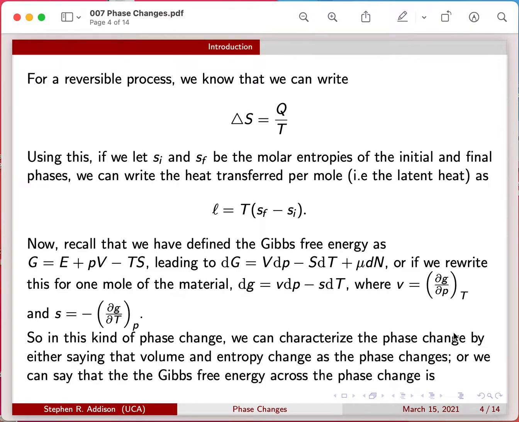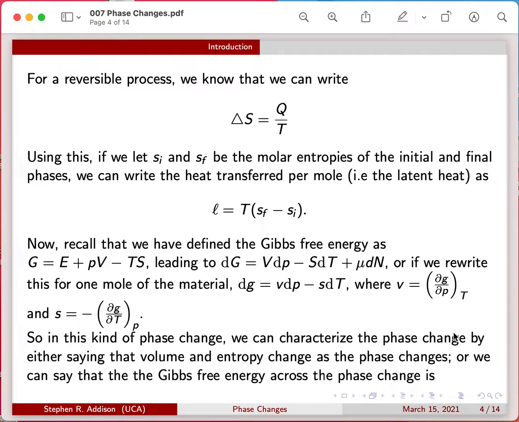We can get the basic idea using our relationship between entropy and heat transfer for a reversible process. And what we'll do is we'll work with molar quantities, so we'll use little s and little l for those, and we'll use a lowercase g for the molar Gibbs free energy. But anyway, using the relationship between entropy and heat transfer, we can say that T multiplied by the change in entropy is equal to the latent heat.